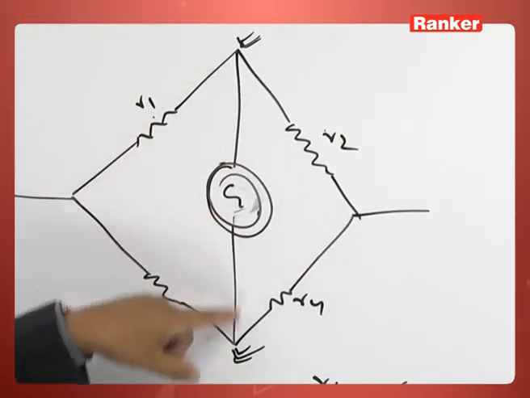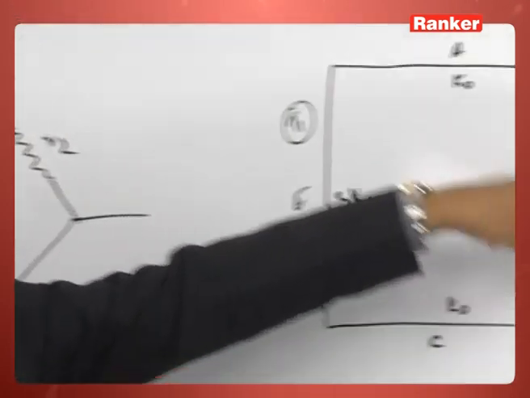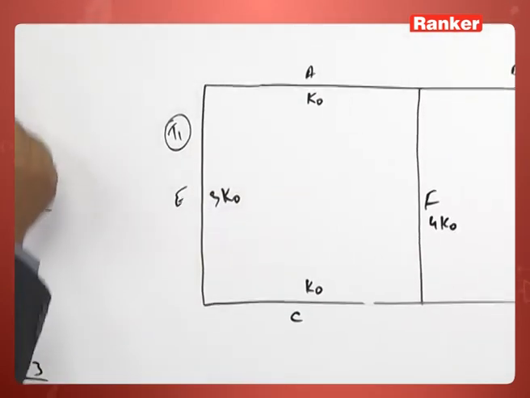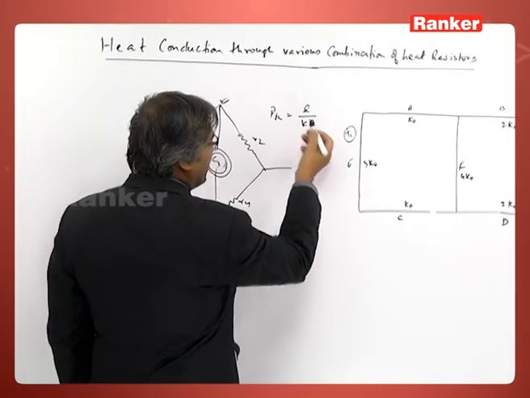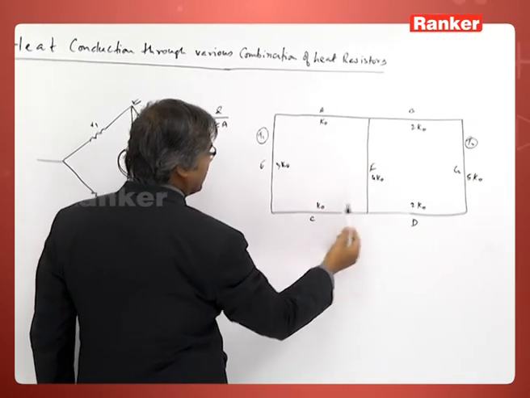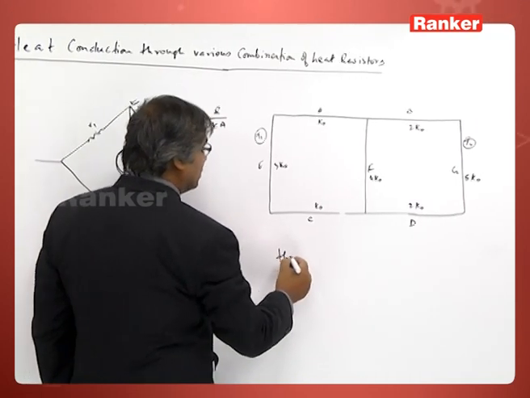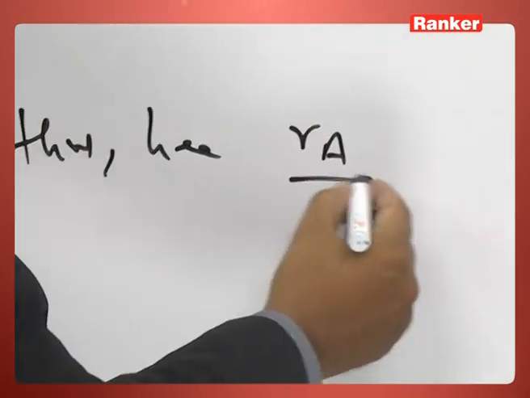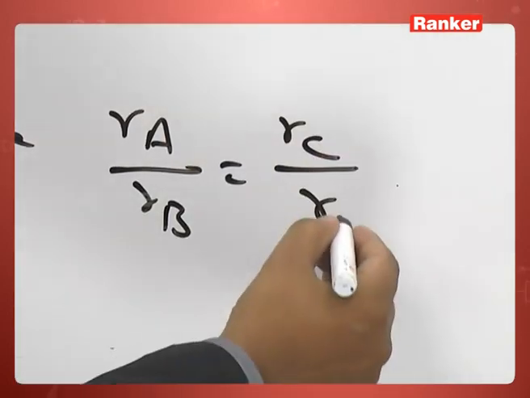And so, if you connect it with a wire, there is a conducting rod, then no heat transfer takes place. Here thermal resistance R_TH is equal to L by KA. L and A are the same, so the ratio here is K naught by 2 K naught, and here K naught by 2 K naught. Thus the thermal resistance Ra by Rb is equal to Rc by Rd.